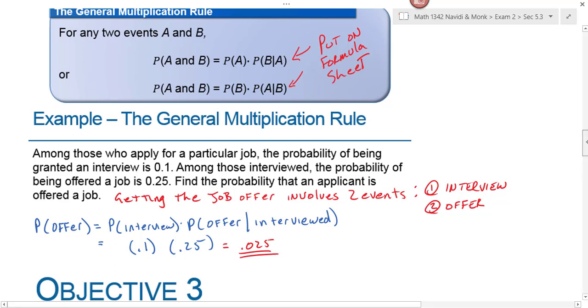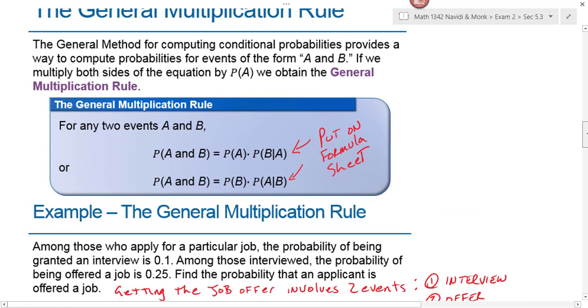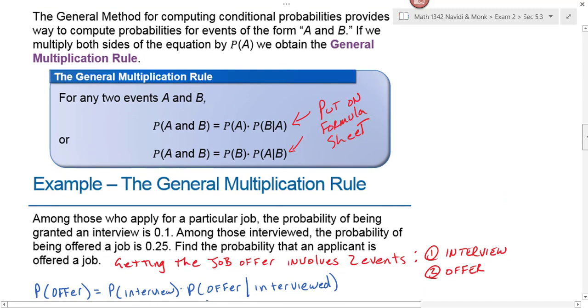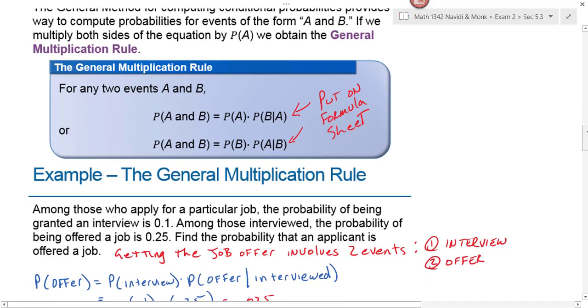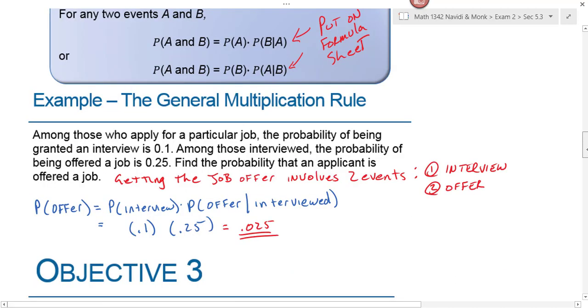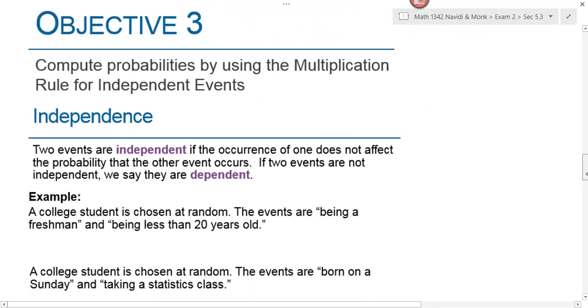Alright, now this general multiplication rule is what we use when we have two dependent events. You getting the offer depended on how you did in the interview, didn't it? Those would be dependent events. Objective 3 deals with what we do if we have independent events. Objective 3 is computing probabilities by using the multiplication rule for independent events.